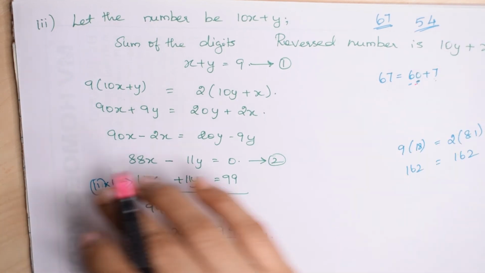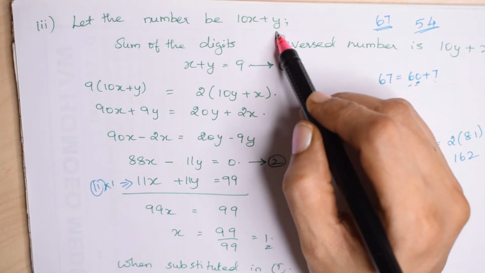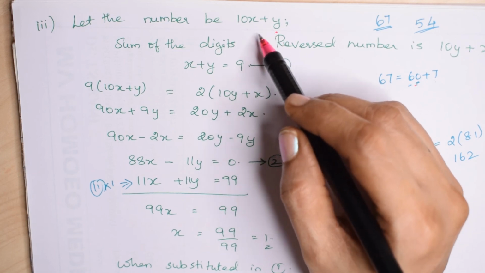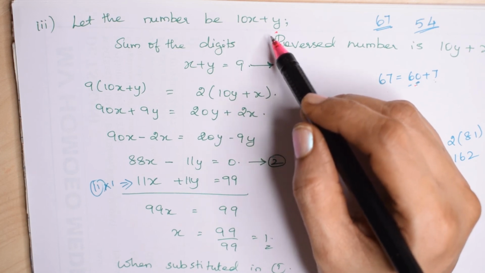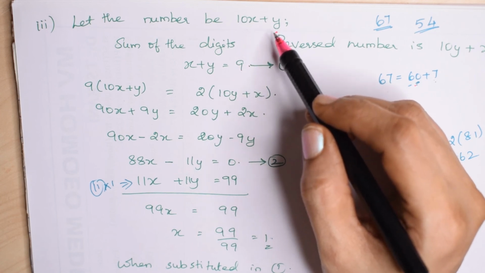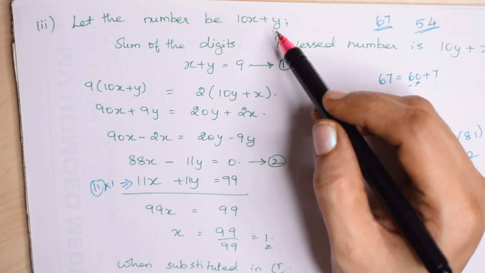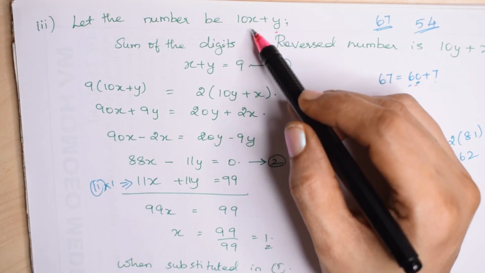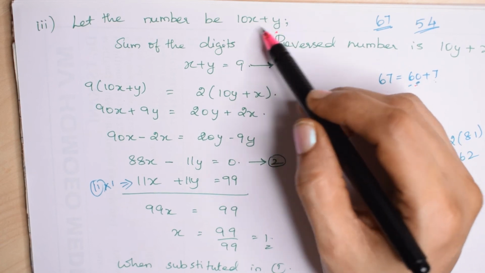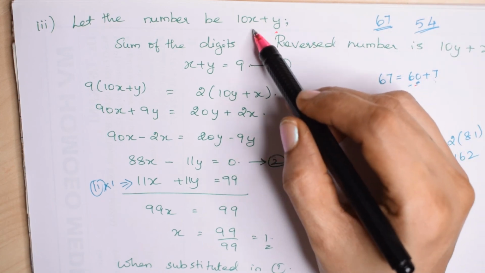The same way, here we are going to consider the number to be 10x plus y. Now you understood why I didn't write it as x plus y, I have written it as 10x plus y. Because if we write x plus y, it will be just 2 digits. I want 50, 60, 70 like that. So I have to multiply the first digit with 10 and add the second digit. Only then I get the whole number. For that reason only I write it as 10x plus y.